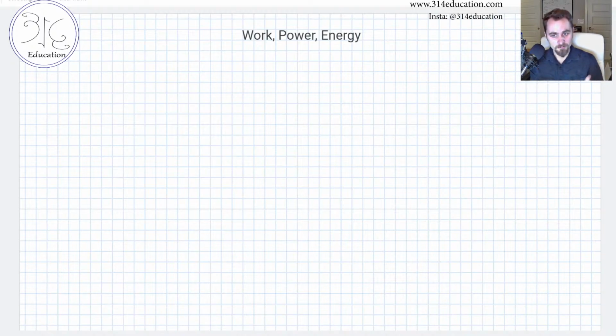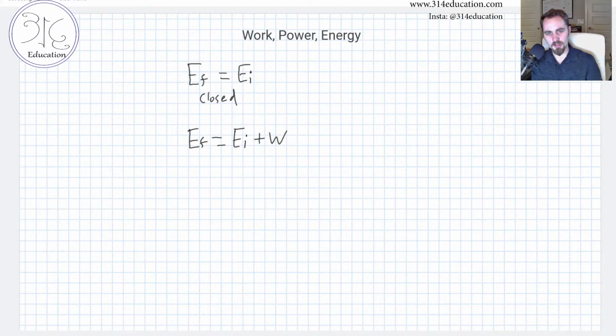And so the big idea for this unit is that we have a conservation of energy. And so we express this as our final energy is going to equal our initial energy. Now this is for a closed system, which means we don't have any outside forces adding energy or taking energy away. If we have an open system, we have to take into account those outside forces and think about how they're changing our energy. And to do that, we have the same equation, but then we add in a term for work on the end.